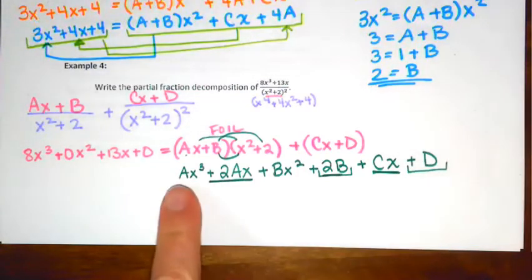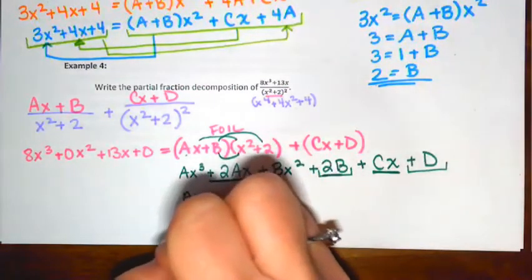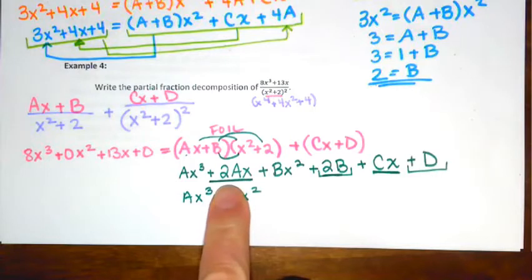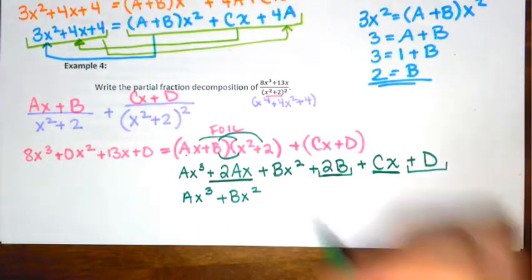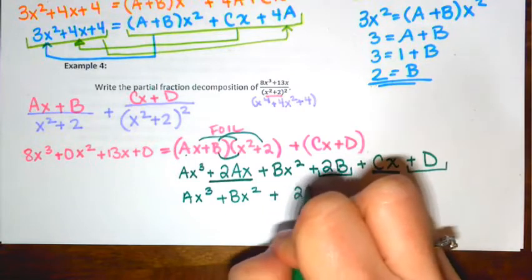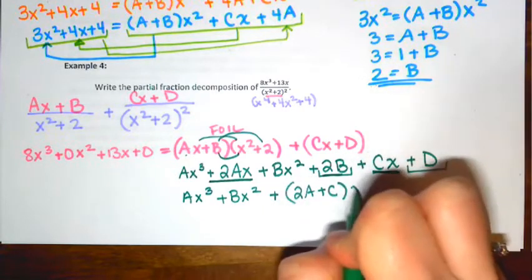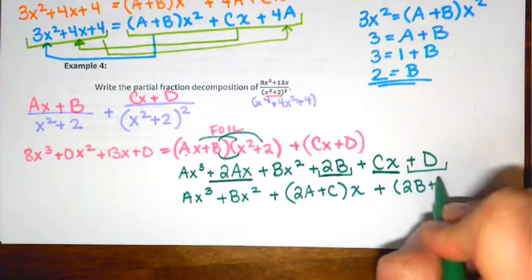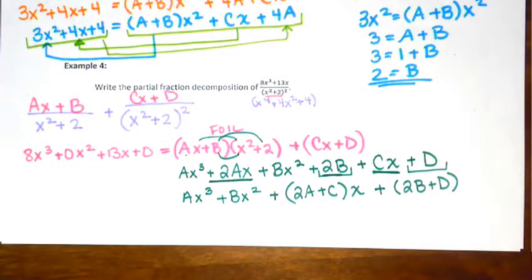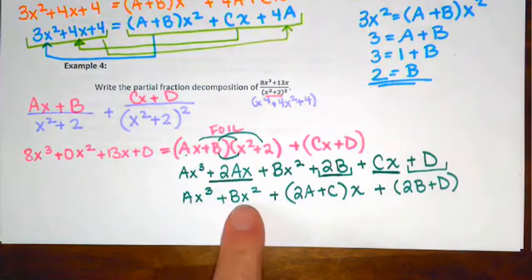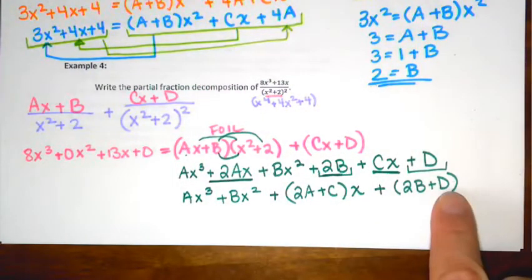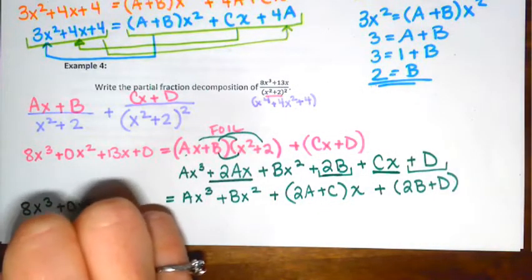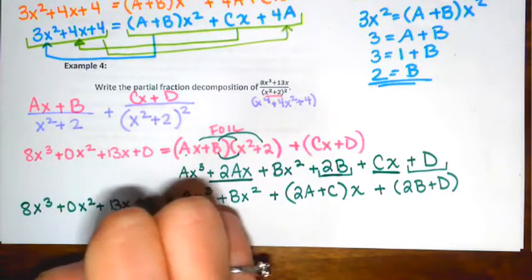Yes. So I'm going to go in standard form: ax cubed plus bx squared. Now would be the 2ax and the cx. So could I factor out the x and write it as 2a plus c times x? Yeah. And then I have plus 2b plus d as my constant, right? You guys okay with it? So now we have our cube term, our square term, our linear, and then our constant. And we have that set equal to 8x cubed plus 0x squared plus 13x plus 0.